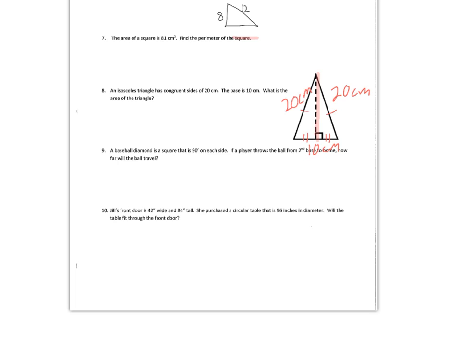Baseball diamond is a square. 90 feet on each side. If a player throws from second base to home, how far will the ball travel? The challenge for some of you is going, I don't play baseball. Well, you got a diamond. We're saying it's a square, so all four sides are the same, and they're all 90 feet. It went from second base to home plate.